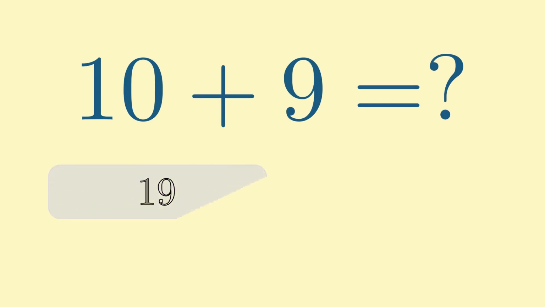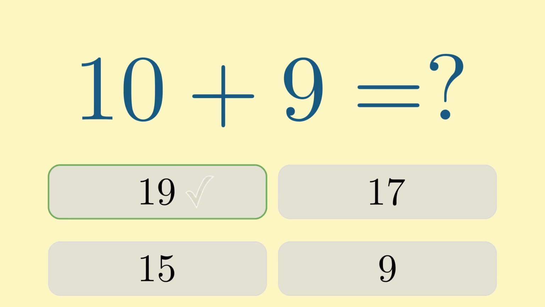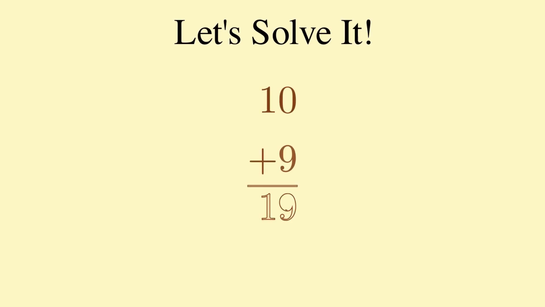Take a look at the 4 answer choices below. You have 5 seconds to choose the correct answer. 5, 4, 3, 2, 1. Time's up. The correct answer is 19. Now, let's see how we got this answer. When adding 10 and 9, we align them in column format. 10 plus 9 equals 19.